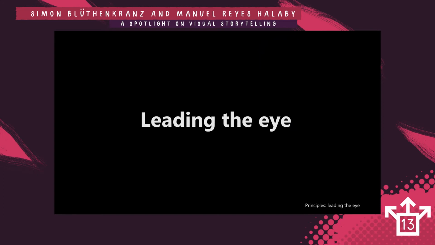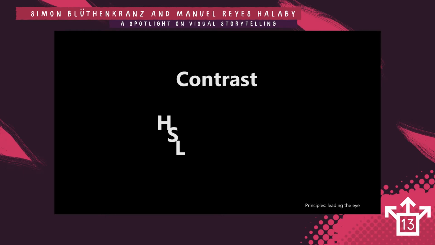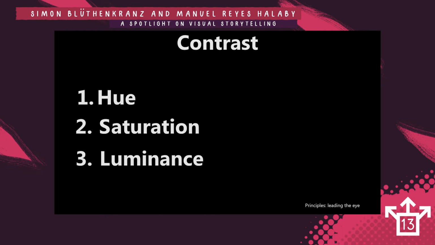A technique that is the easiest way to lead the eye is contrast. And the way you can create contrast is with HSL, Hue, Saturation and Luminance. Contrast can be warm and cold. It can be 2 complementary colors. Saturation could be a really saturated object in front of really desaturated object, or exactly the opposite. And luminance could be just the most contrasted image in luminance wise, like a black object over a white background, or a white object over a black background.